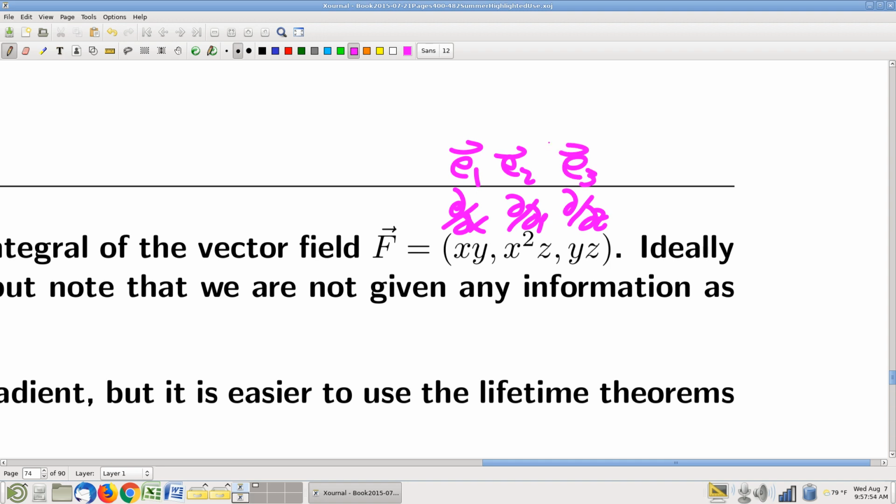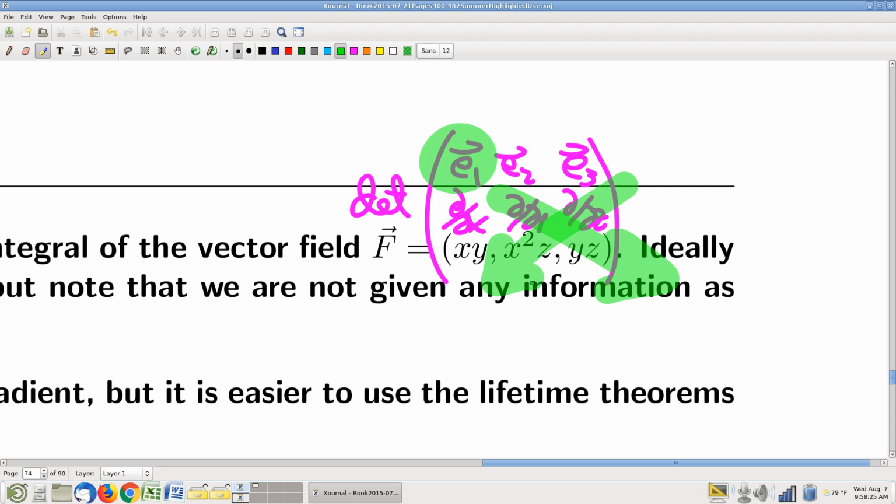I can conveniently take advantage of the fact that my vector field is written horizontally, and there's my matrix that I need to take a fake determinant of, right? And so let's compute that determinant. Let's see, the first component of the determinant is going to come from taking the y partial of that and then subtracting the z partial of that.